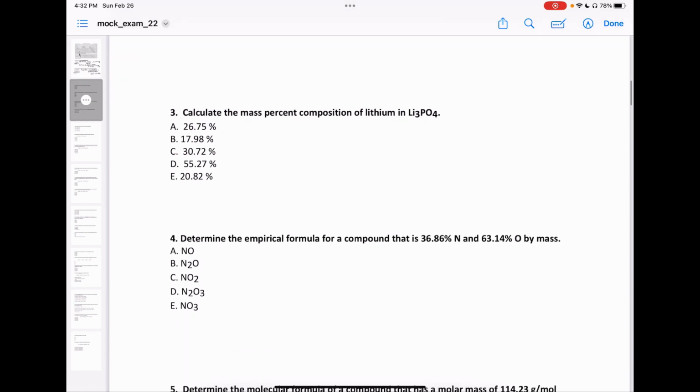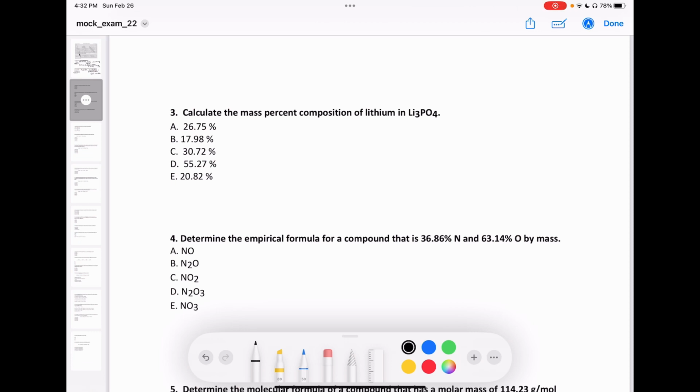Calculate the mass percent composition of lithium in lithium phosphate. So mass percent composition is just going to be grams of whatever you're looking at over grams total for the molecule. So we have 3 lithiums and this phosphate anion. So the weight of lithium is 6.94 grams per mole, and there's 3 of them. So that is equal to 20.82 grams of lithium in 1 molecule of that, or 1 mole of that.